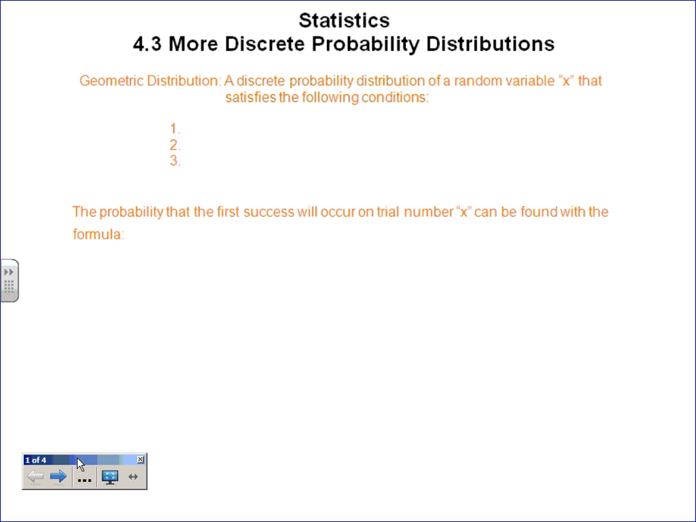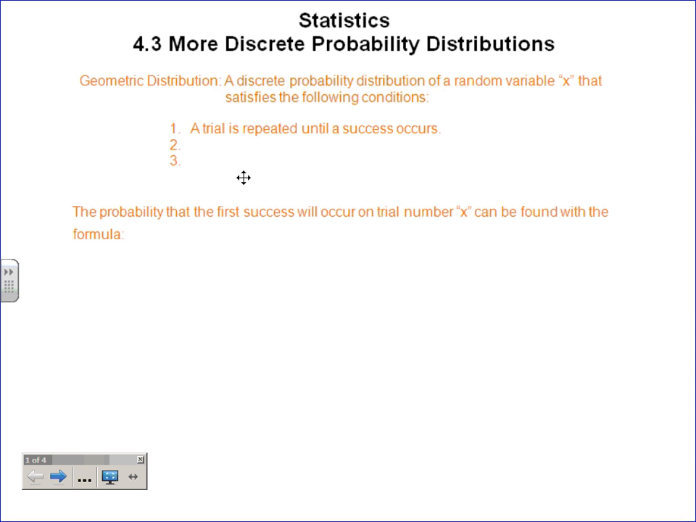There are 2 more we're going to take a look at today. Geometric is one of them. It is discrete, obviously, that's why it's in this chapter. Okay? Distribution of a random variable x, again, x could be 0, 1, 2, who knows, depends on the problem, but it has to satisfy the following conditions. This, as you can see, has 3. I've obviously spread them out for you a little bit because some of you write bigger than others. The first one, a trial is repeated until a success occurs.